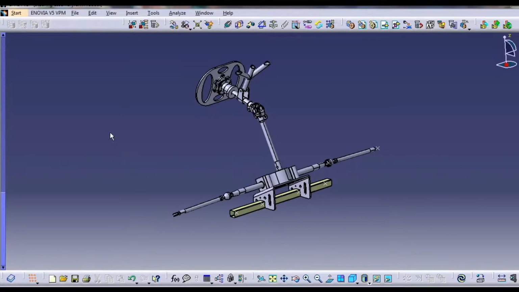Now let's come to the designing part of it. These days, the vehicles which we see on the road use power steering. But according to the rules of the event, use of power steering is not allowed to transmit the motion from the steering wheel to the tie rods. So we have to use a mechanical steering system.